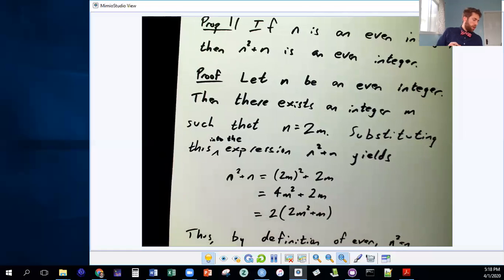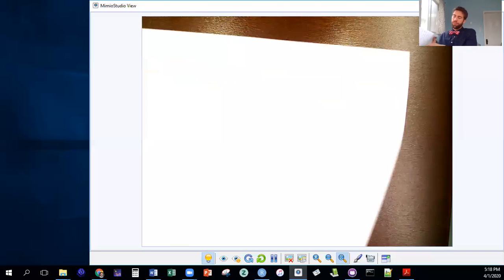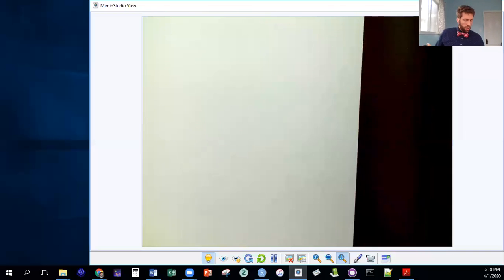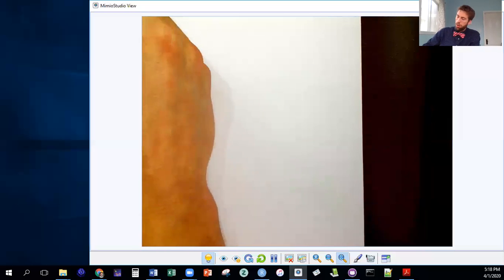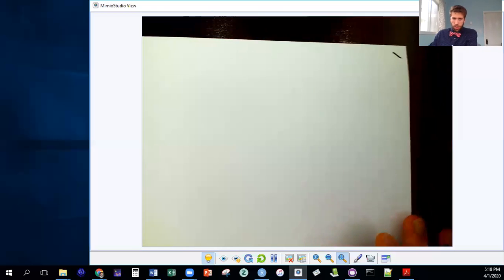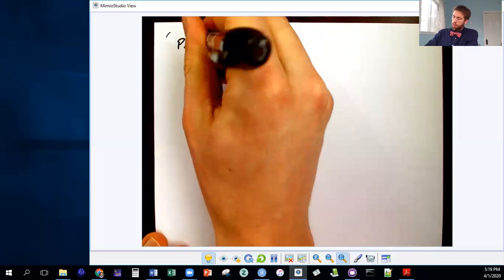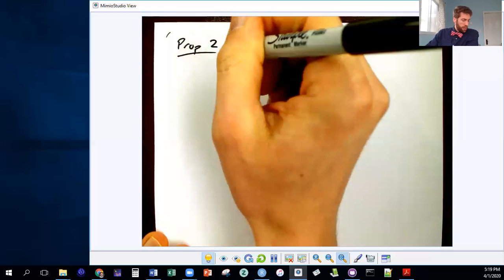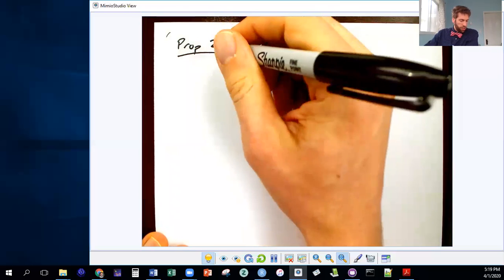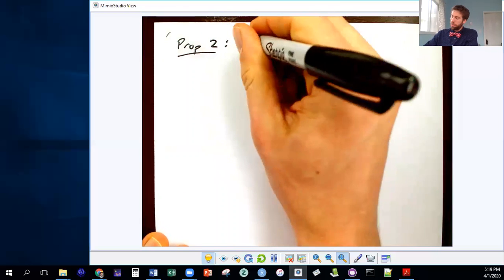Okay, now we're being asked to do it for when n is odd, and then we're going to put it all together. So, proposition 2. Proposition 2 is that if n is an odd integer, then n squared plus n is even.